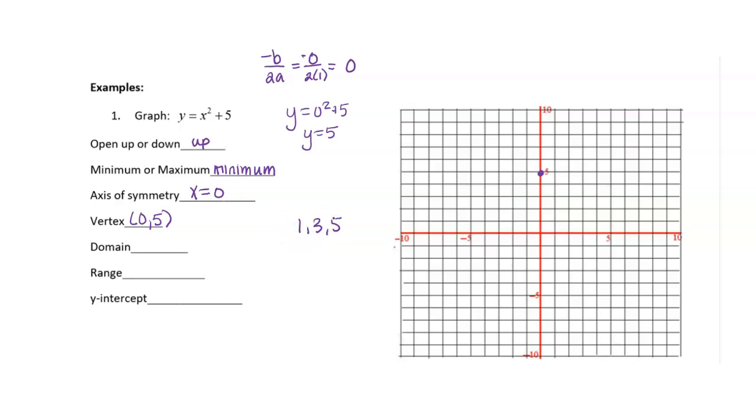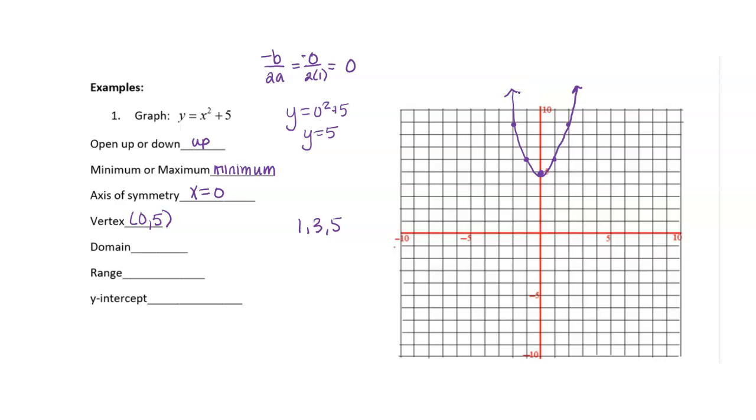You can always use this 1, 3, 5 when you don't have a leading coefficient or when it's 1. So we're going to start at the vertex. Here's our over 1, up 1. We're going to do it on both sides. Then from there, I'm going to go over 1, up 3, over 1, up 3. If it fit on the graph, then I would go over 1, up 5.